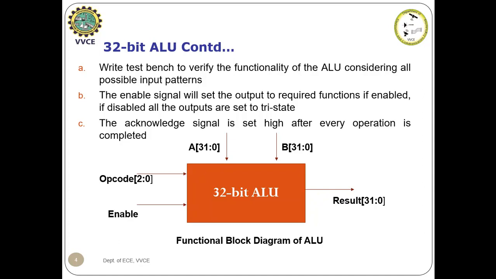Suppose enable is made 0, the output should go to high impedance state, irrespective of any opcode selection. Along with that, I am using one more signal called the acknowledgement signal. This acknowledgement signal will be high only when the operation is successfully completed. If the operation is not successfully completed, the acknowledgement signal will always be active low.